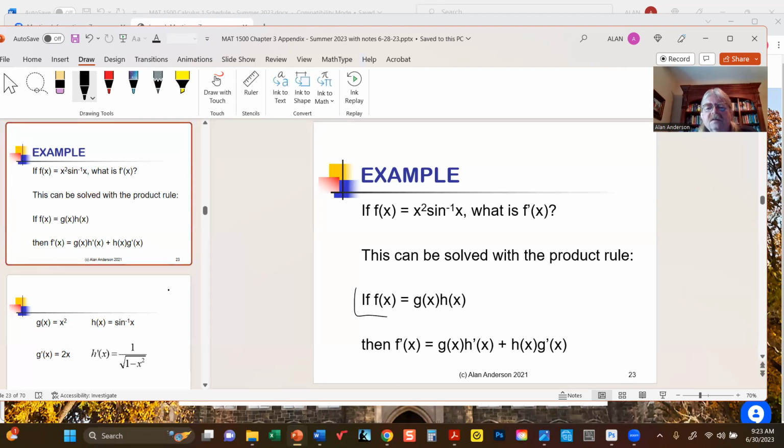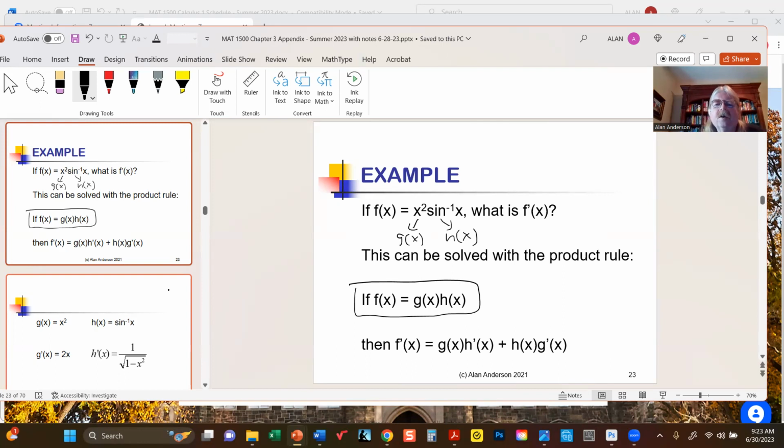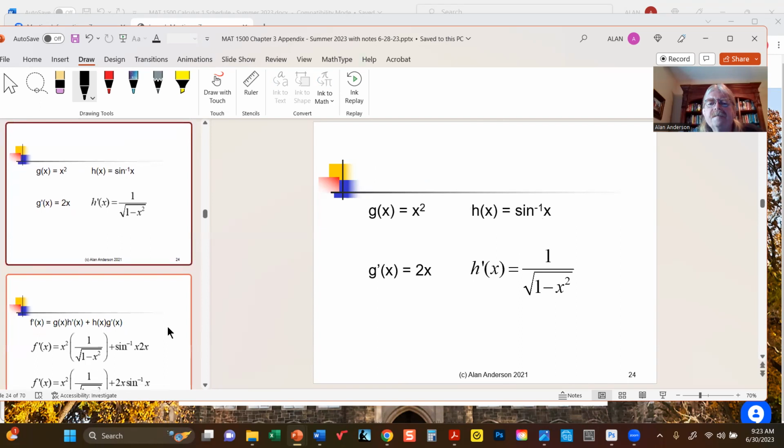So remember our product rule. If f of x is the product of two other functions, g of x and h of x, then the f prime of x follows according to this, what you're seeing here: g of x h prime of x plus h of x g prime of x. All right, that means we can think of this as g of x and h of x. Okay, well, if that's the case, then we can figure out very quickly and easily what the derivatives are. So remember, we defined g of x to be x squared, h of x is the arc sine of x, based on the power rule.